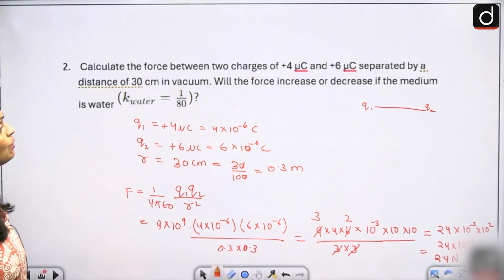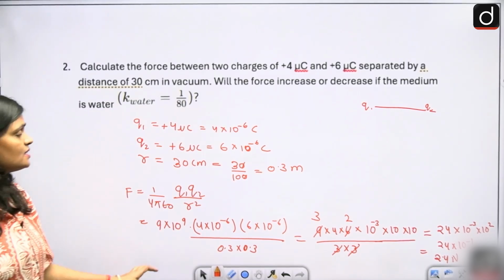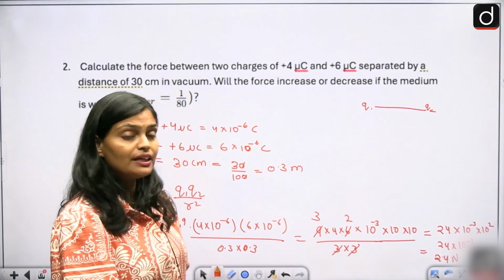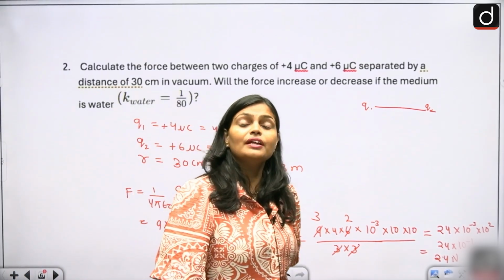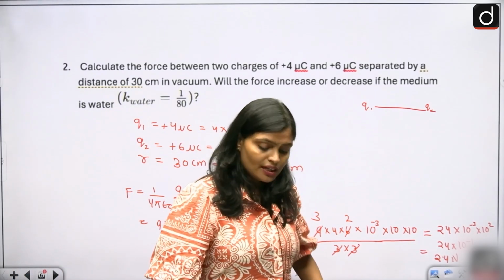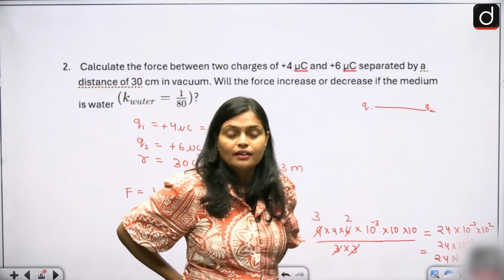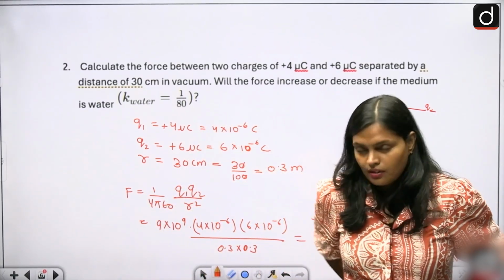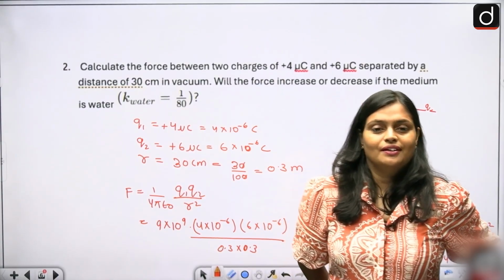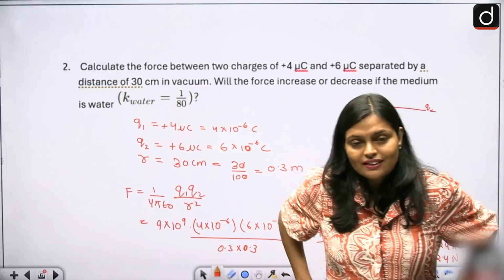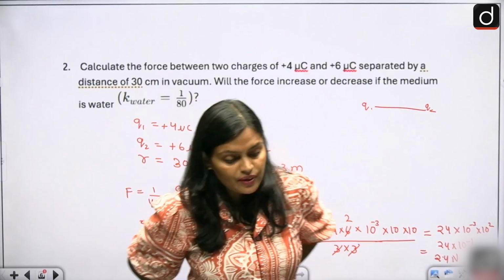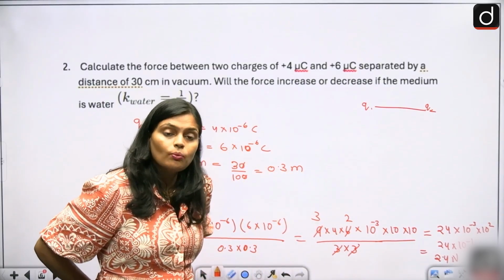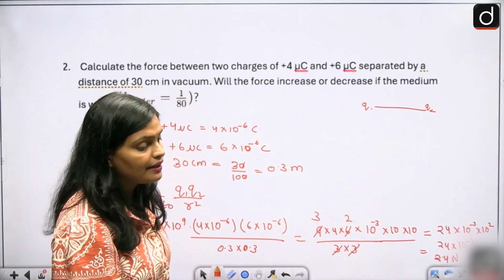Okay. Now here what is given? Will the force increase or decrease if the medium is water? This is the force, 2.4 Newton, in the vacuum. Now what happens if you calculate the same thing in water? Right. So just let me know what happened then. K is given as how much? 1 by 80. Right.